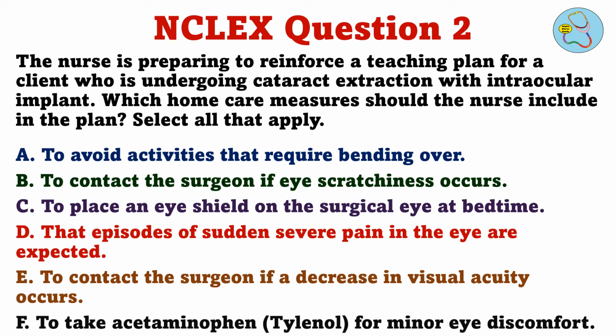Question 2. The nurse is preparing to reinforce a teaching plan for a client who is undergoing cataract extraction with intraocular implant. Which home care measures should the nurse include in the plan? Select all that apply. A. To avoid activities that require bending over. B. To contact the surgeon if eye scratchiness occurs. C. To place an eye shield on the surgical eye at bedtime. D. That episodes of sudden severe pain in the eye are expected. E. To contact the surgeon if a decrease in visual acuity occurs. F. To take acetaminophen for minor eye discomfort.